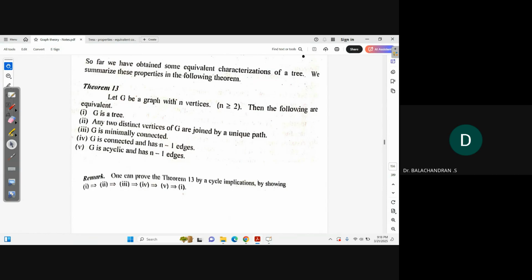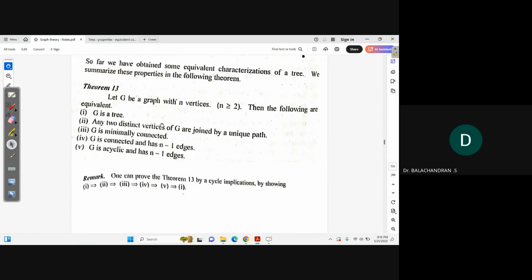Here there are five conditions given. We should assume G is a tree. What do you need to prove? Any two distinct vertices of G are joined by a unique path. The third one, G is minimally connected. Fourth one, G is connected and has n minus one edges. And the last one, G is acyclic and has n minus one edges.